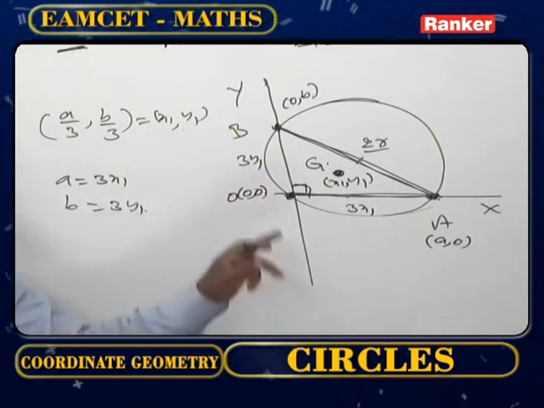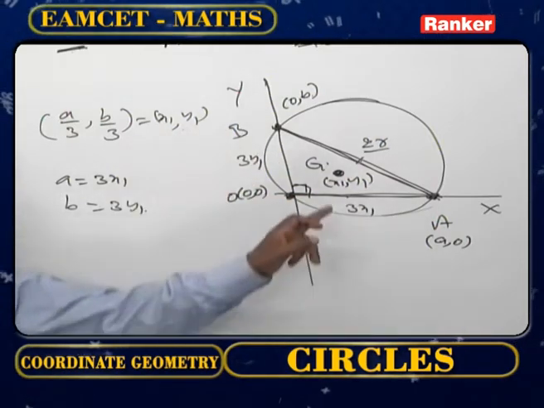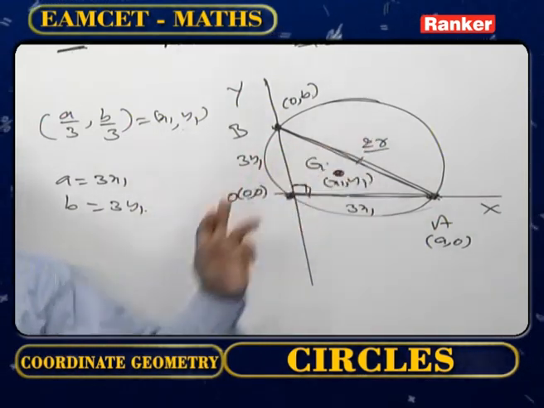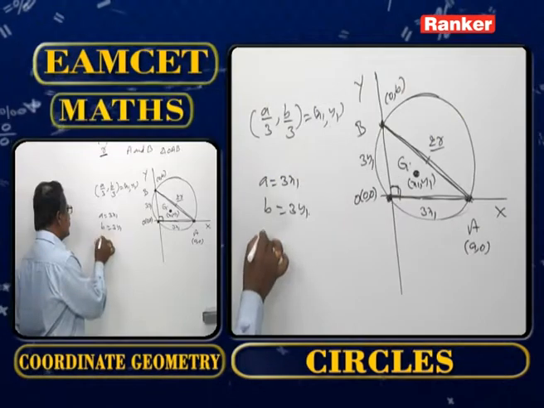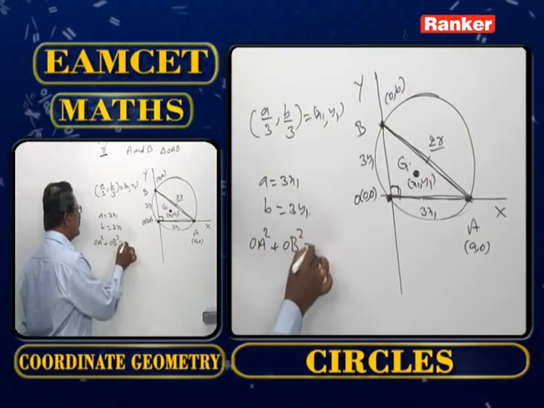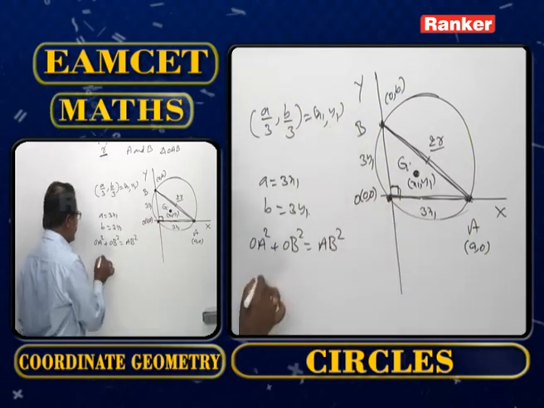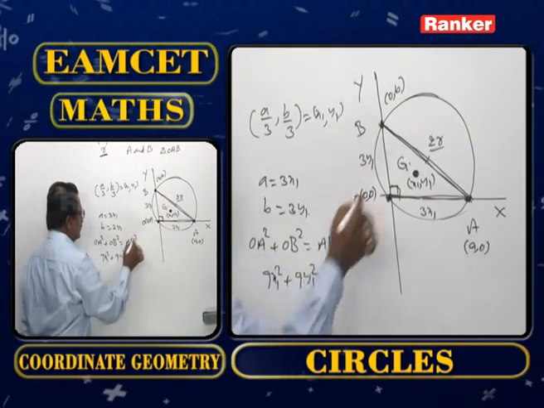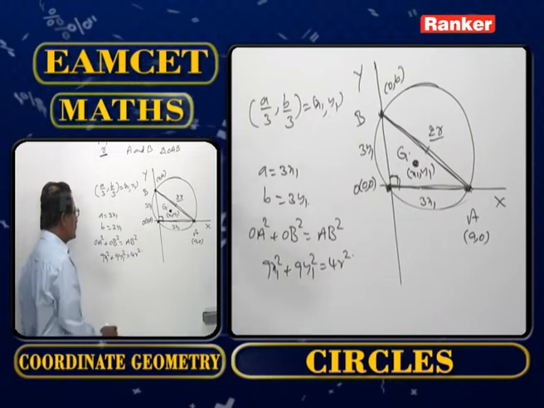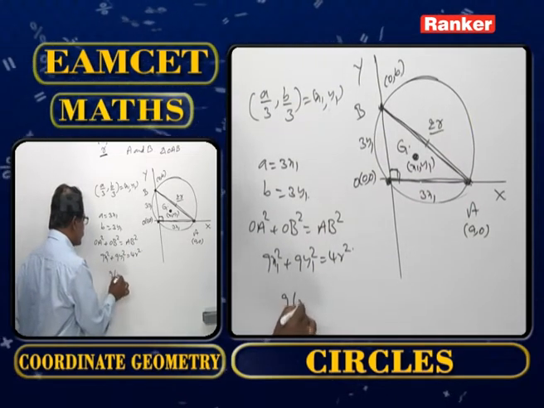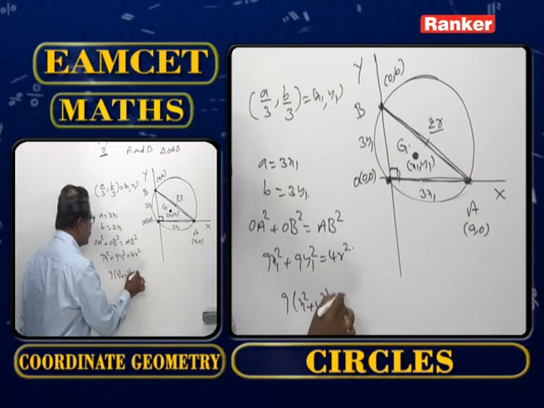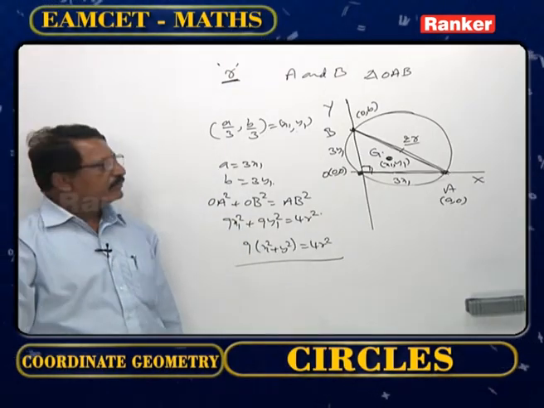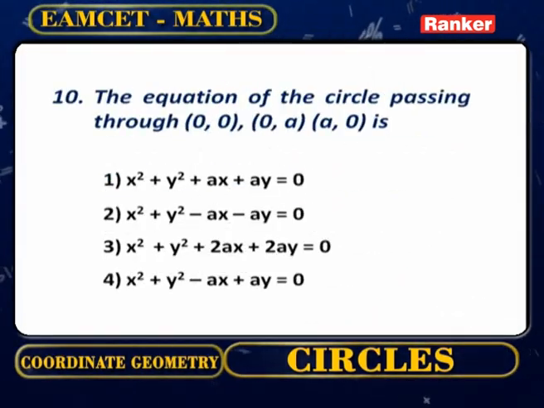Triangle OAB is a right angle triangle, so side square plus side square equals hypotenuse square. Now OA square plus OB square equals AB square. OA square is 9x1 square, OB square is 9y1 square, and AB square is 4r square. Then the locus of (x1, y1) is 9 into (x square plus y square) equals 4r square. Then the fourth option is correct.